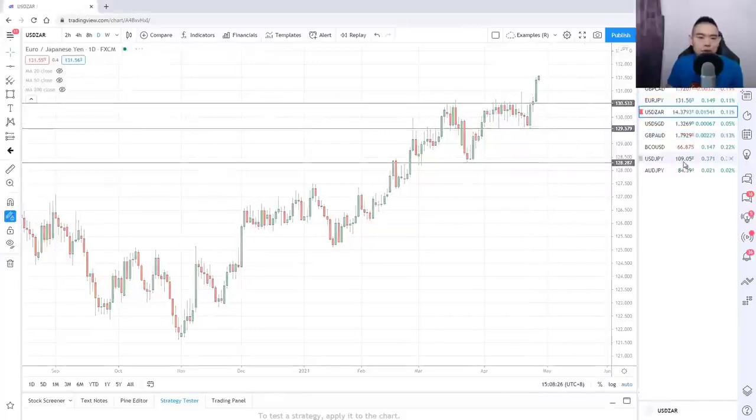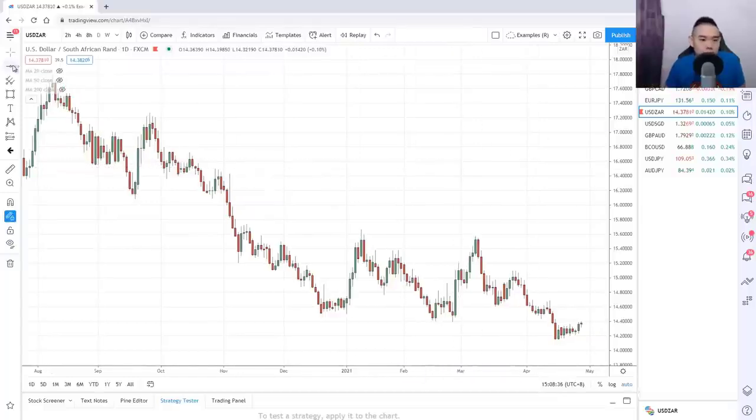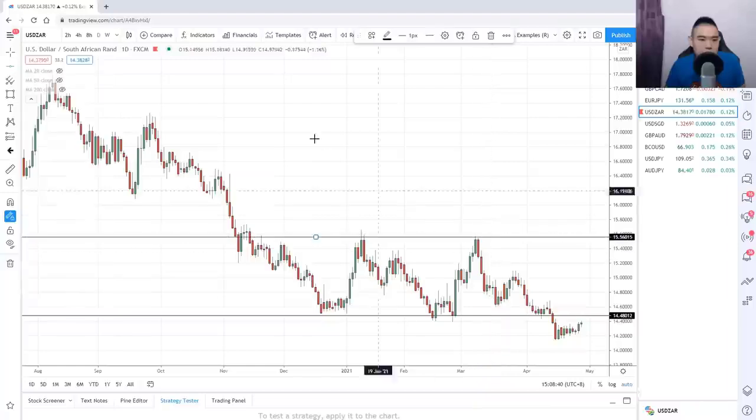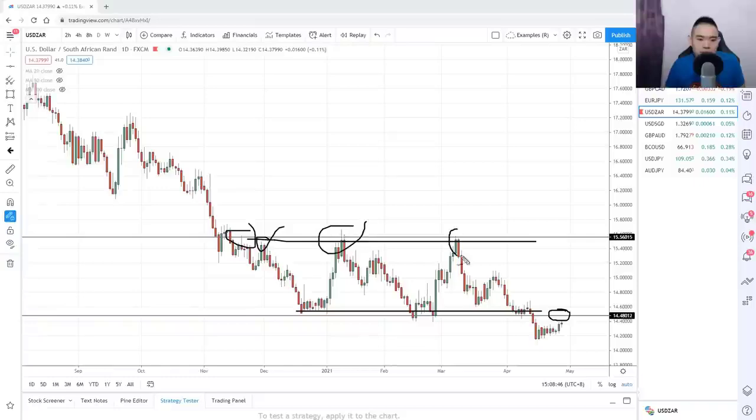Another one, dollar against the South African rand. Same thing. What is the market structure? If you look, this market is in a downtrend. So pay attention to the two most recent swing points. It will be this one here and possibly this one over here. So these will be the two areas on the chart that I will pay attention to. This is where previous support could become resistance, and this clearly is an area of resistance that I tested once, 2 times, 3 times, and 4 times over here.